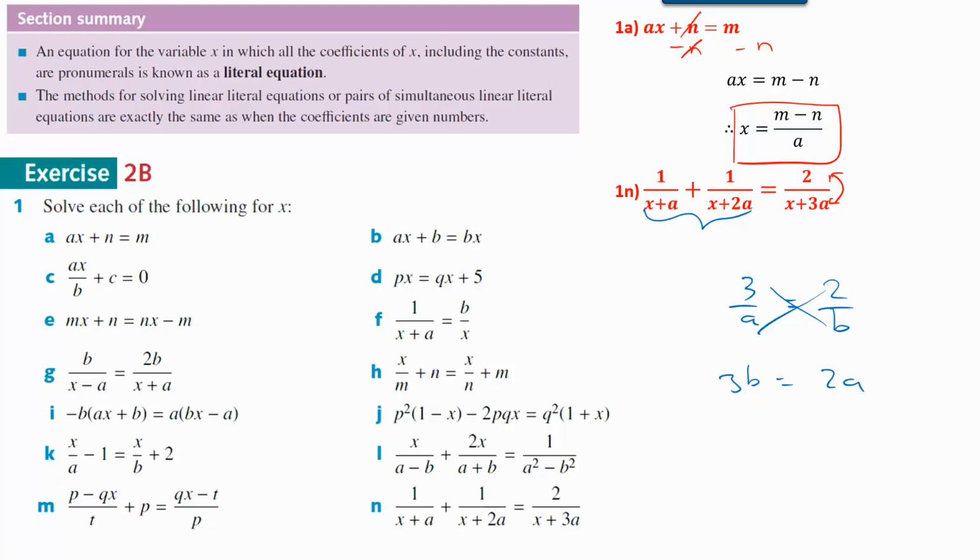Okay, and the reason why this works is because you're multiplying both sides by B, and then multiplying both sides by A. That's why you end up with 2A and 3B. So if I multiply this by B, multiply this by B, the B's cancel out and you get 3B. If you multiply this by A, multiply this by A, the A's cancel out and you get 2A. That's the logic to the cross multiplication. So it's always balancing the equation. Everything you're doing in mathematics is balancing the equation.